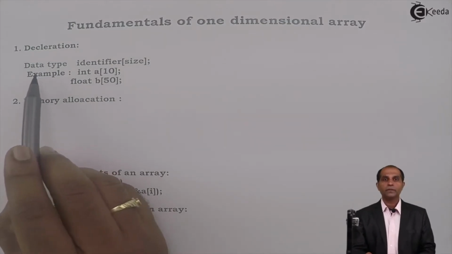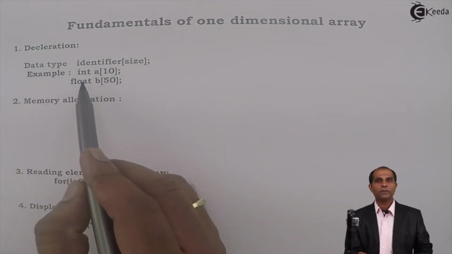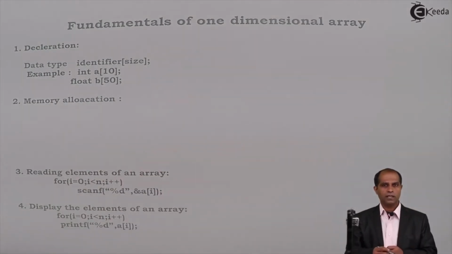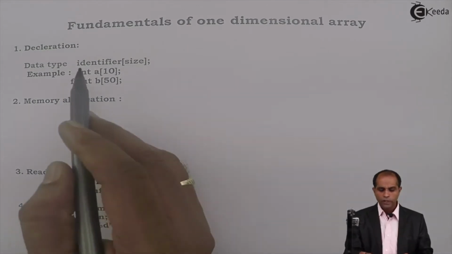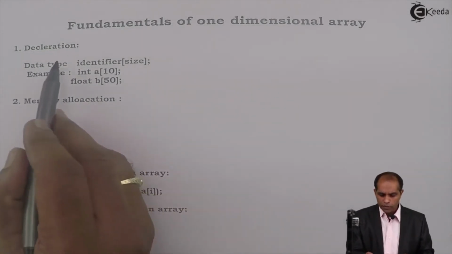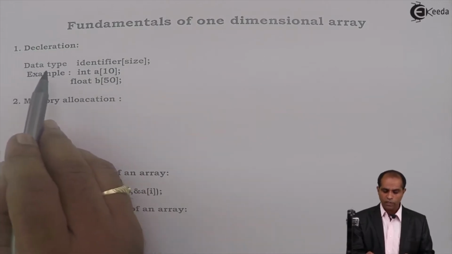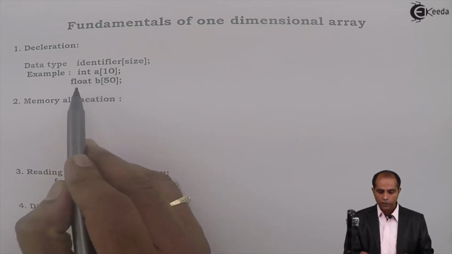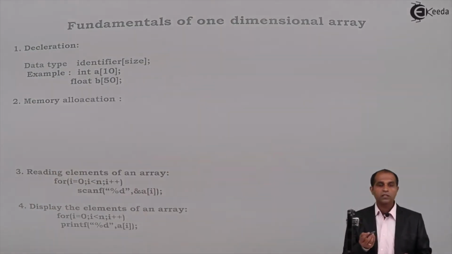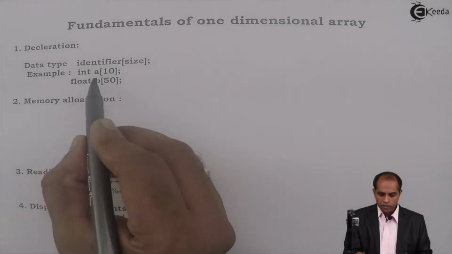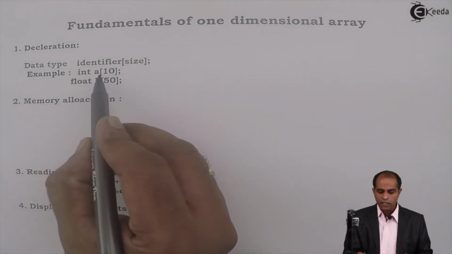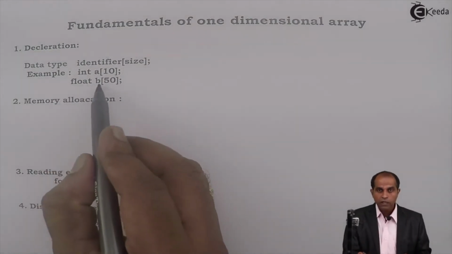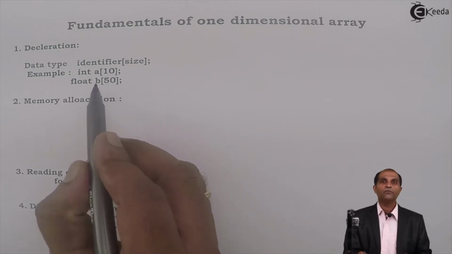So what should be the data type? A data type has to be of type integer, float, char or double. You can even add a data modifier like signed or unsigned or long with this particular identifier. So I can use a data type along with the modifier, identifier and then size. So here I have said int a of 10, float b of 50. What does this declaration mean? The first declaration says that a is a collection of 10 integer values. This b is a collection of 50 float values.